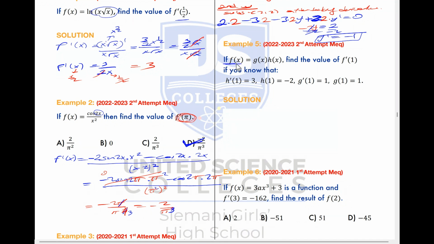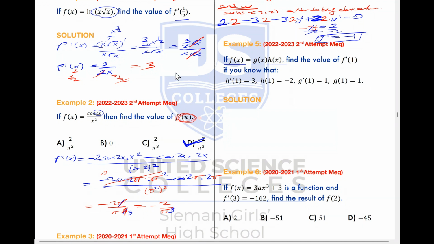Here I have f of x equals g of x times h of x. I need to find f prime of 1. So I need to find the derivative first. So when I take derivative of the left side, I also should take derivative of the right side. So I will differentiate this equation first, and at the end, I will substitute whatever is given. So there will be only one unknown. I will isolate that unknown and find the answer.